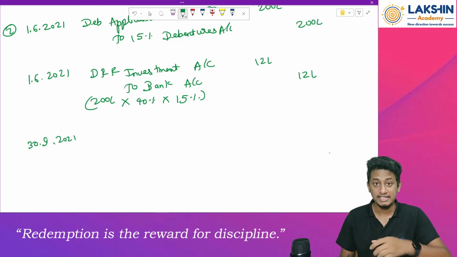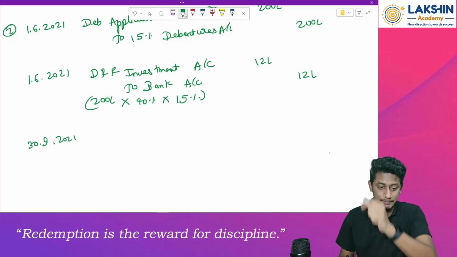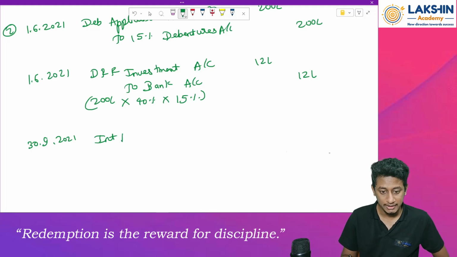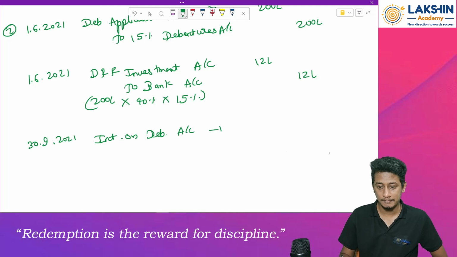30/9/2021. So interest is paid. That means interest is an expense to us, so interest will be debited. Interest on debentures account debited to bank account, because I am paying the amount, right?